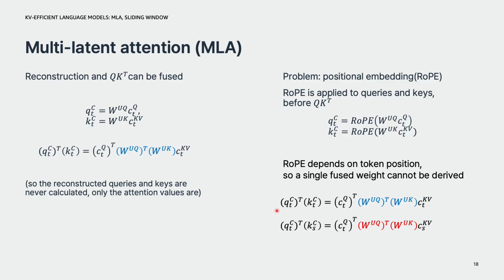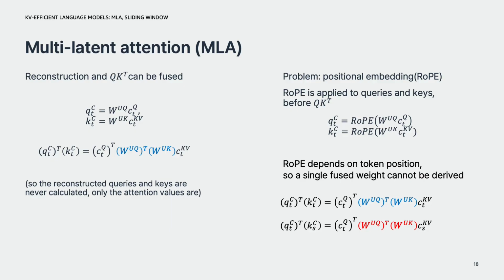So let's look at the equations. The first equation shows the dot product between the query at position t and the key at position t. The second equation represents the dot product between the query at position t and the key at position s. Because RoPE is token position dependent, this blue part and red part won't be the same, because the RoPE operation will be different due to the difference in key token positions. As a result, a single fused weight cannot be derived.